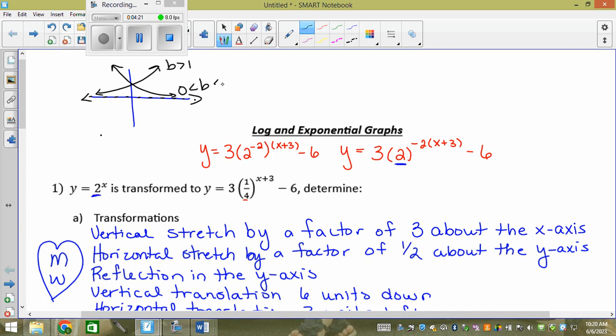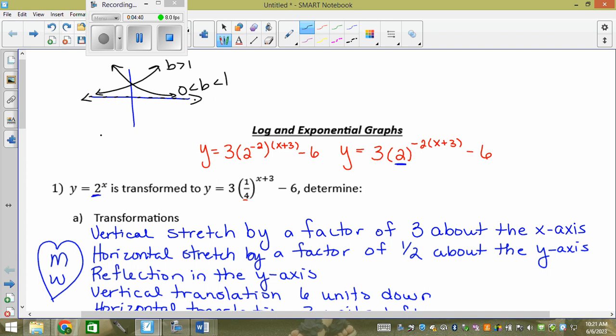Between 0 and 1. You can't have a negative b if you're talking about word problems, right? Between 0 and 1, think about it. If b is 1, it's neither increasing nor decreasing. It's just 100% of what it was. If b is greater than 1, it's increasing past 100%. If b is between 0 and 1, it's decreasing by that much.